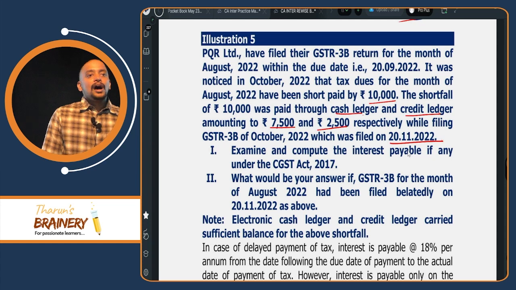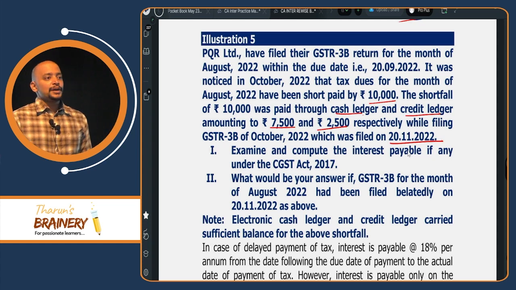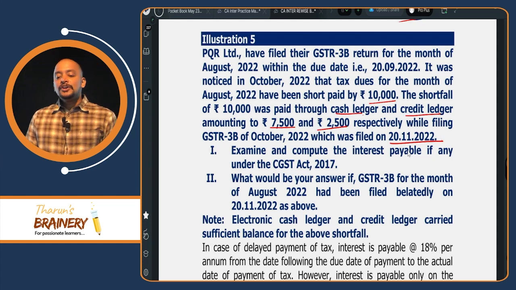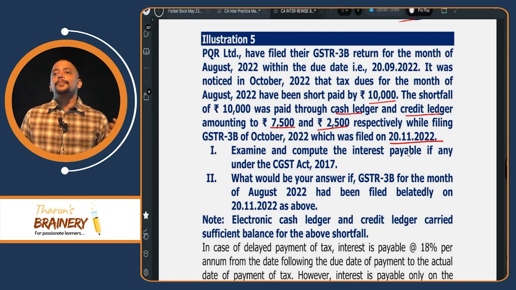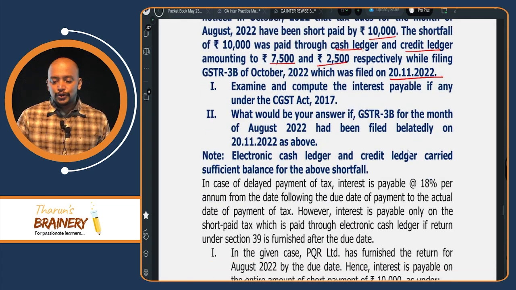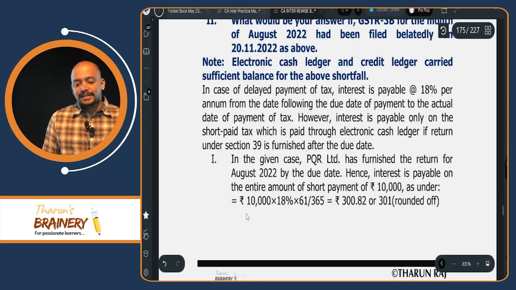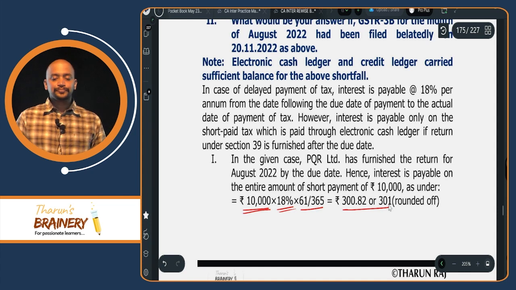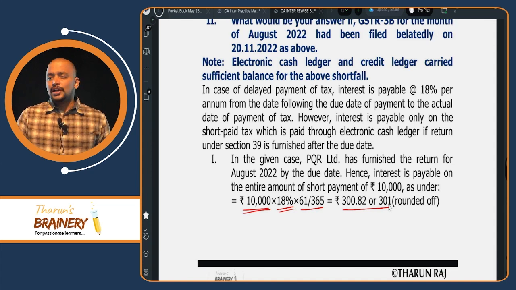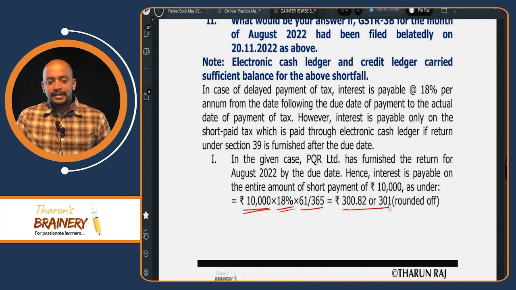You count 20th of September to 20th of November. September 10 days, October 31 days, November 20 days, that is 61 days. For these 61 days, we need to compute interest on what? 10,000 rupees at what rate? 18%. So 10,000 into 18% into 61 by 365. 301, rounded off to nearest 1 rupee.